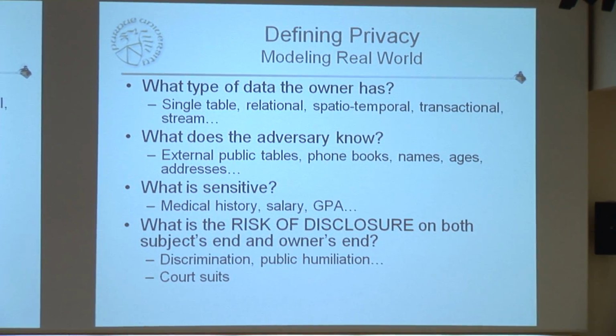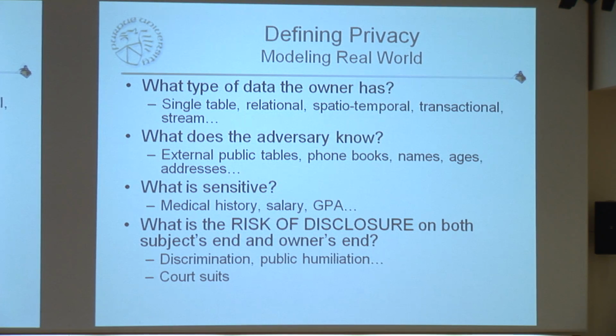What does the adversary know? Do they know things beyond what's in that data? As we'll see later on, maybe I don't tell the adversary my name or my address, but I tell them enough about me that they can link it up with the Purdue directory and find out my name and address.